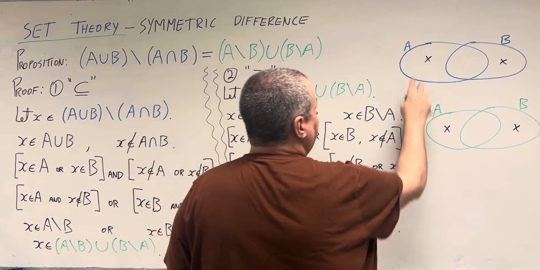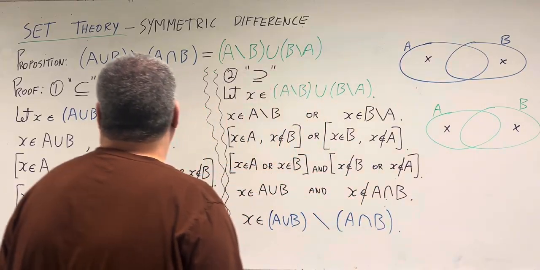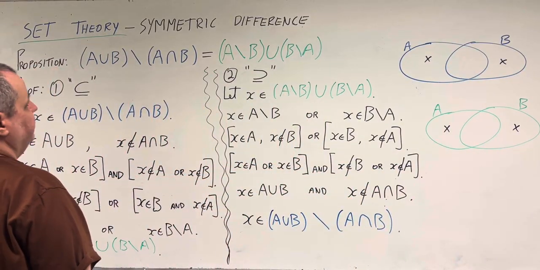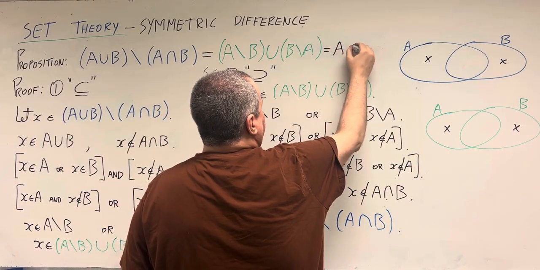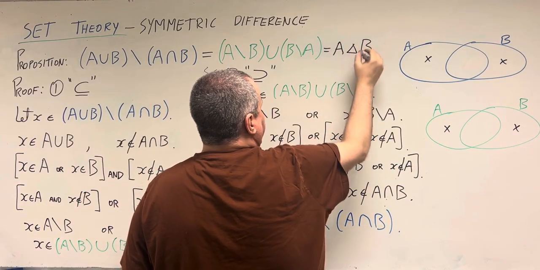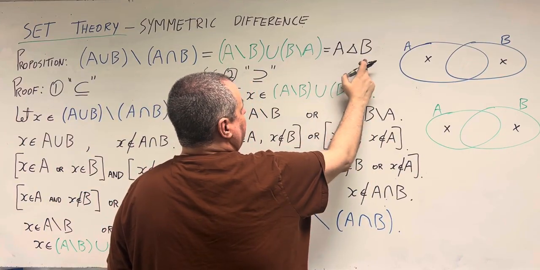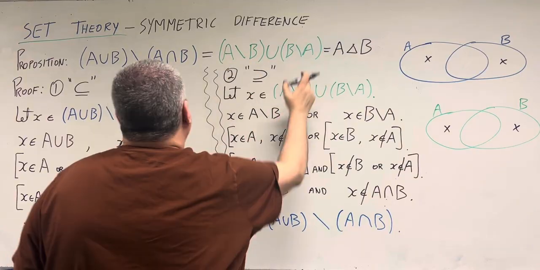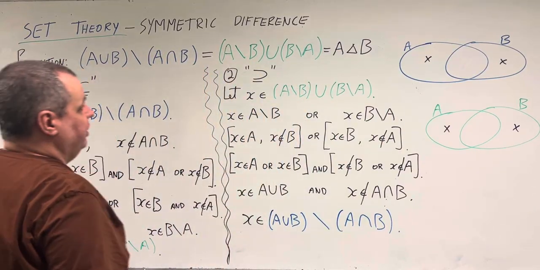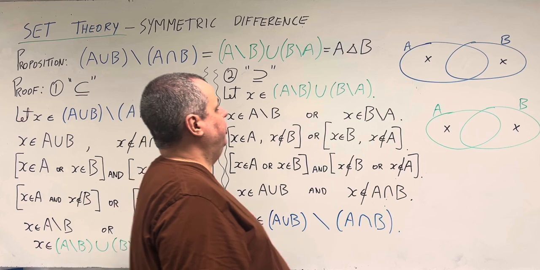The same region. And this is called the symmetric difference. If you like, you could write this as A delta B. So when you're calculating A delta B, you're calculating the symmetric difference, and you can use this expression, or you can use this expression, whatever is more convenient for you.